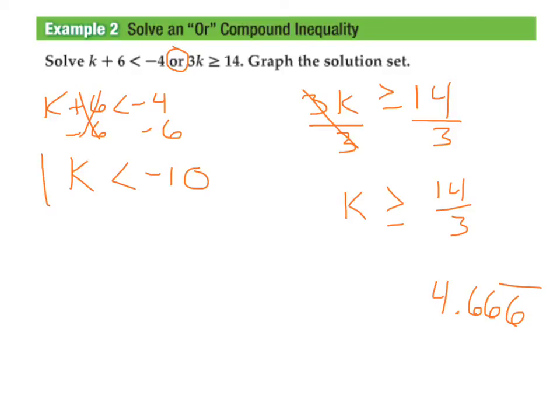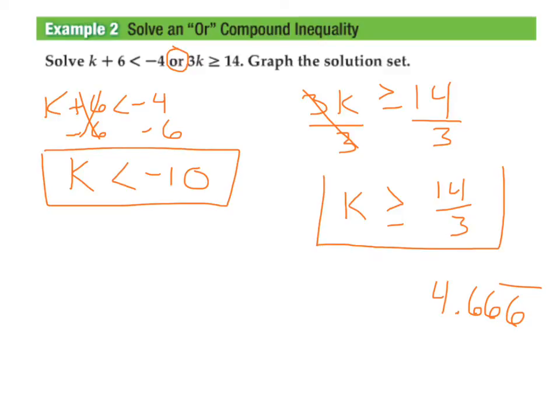And so we have our 2 solutions here. k is less than -10, and k is greater than or equal to 14/3. And we do have to remember that they ask us to graph the solution. So we're going to go ahead and move to the next screen, and we'll graph it over there.